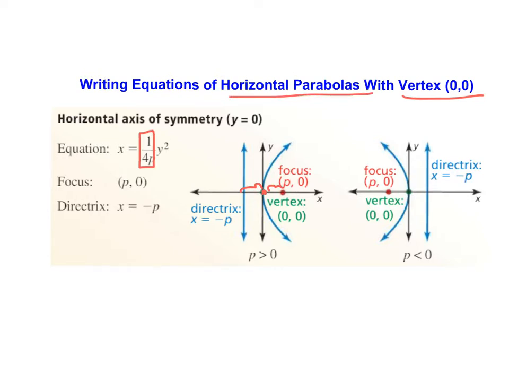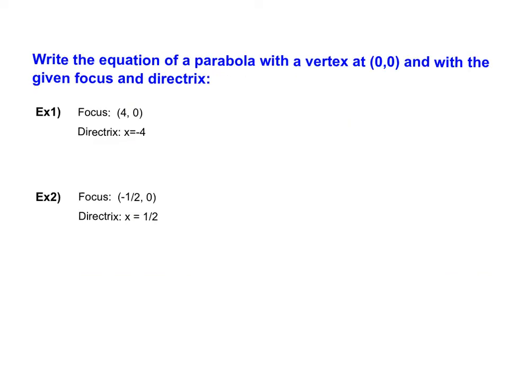And then you'll notice that the p value is applied to the x coordinate of our focus, and our directrix has an x equals because it forms a vertical line. So we'll be using this knowledge to help us, but again, notice it's very, very similar to when we worked with vertical parabolas. For each example below, we have a parabola that is centered at 0, 0, and our goal is to write the equation for that parabola when given the focus and the directrix.